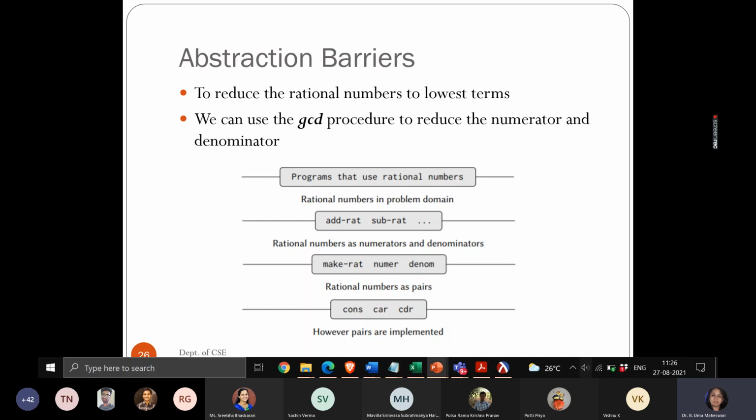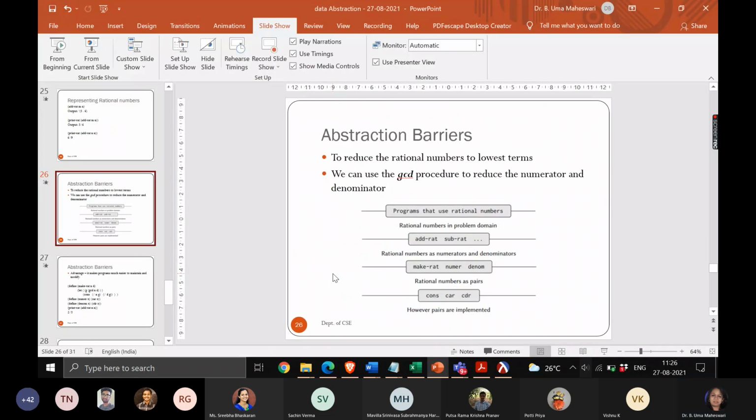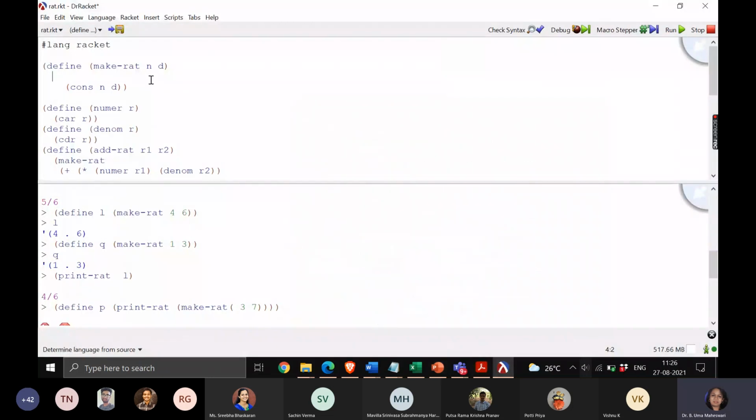So this is a way of writing the program. Now you go to the make-rat function, modify it, and include the GCD logic, and then construct n divided by g and d divided by g, and then call the add-rat.